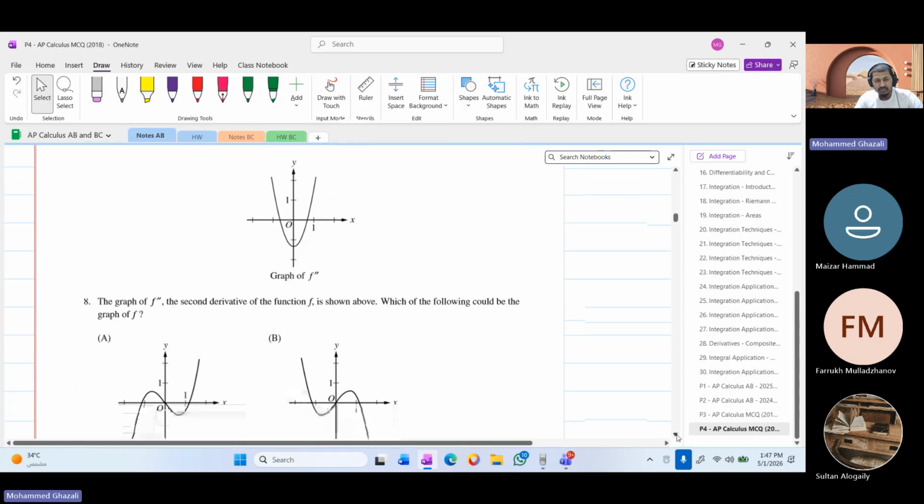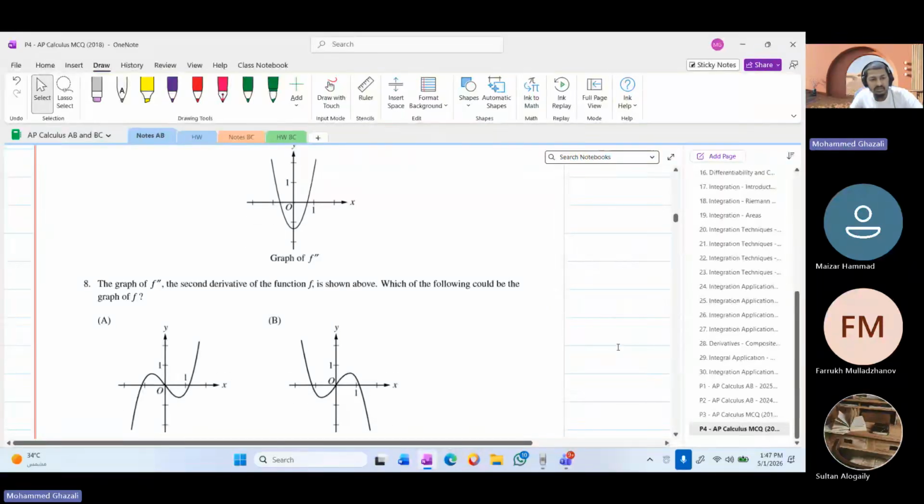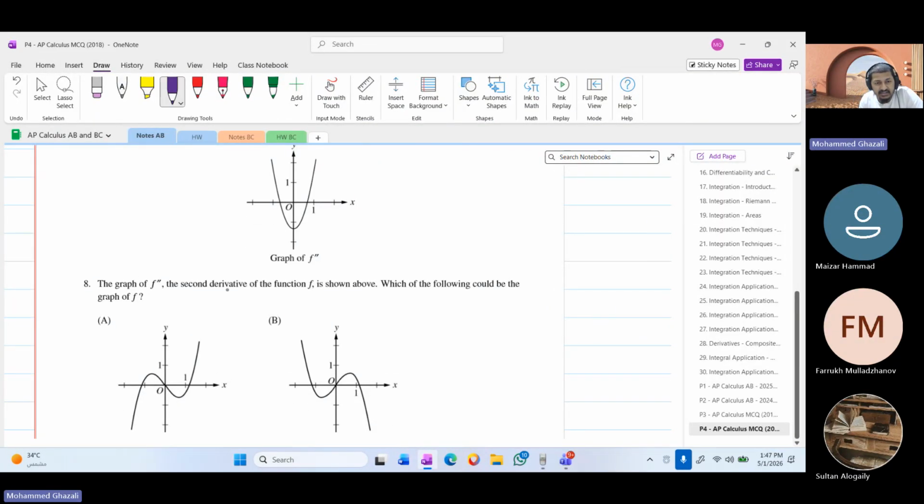Well, let's get back here to this function. Look at this function, all right? It's an interesting question, right? So first of all, the graph of f double prime, the second derivative of the function f, is shown above. Which of the following could be the graph of f? First of all, this is y double derivative, which is x squared. So in other words, the original function is x to the power 4 plus whatever. It's a power 4 function.